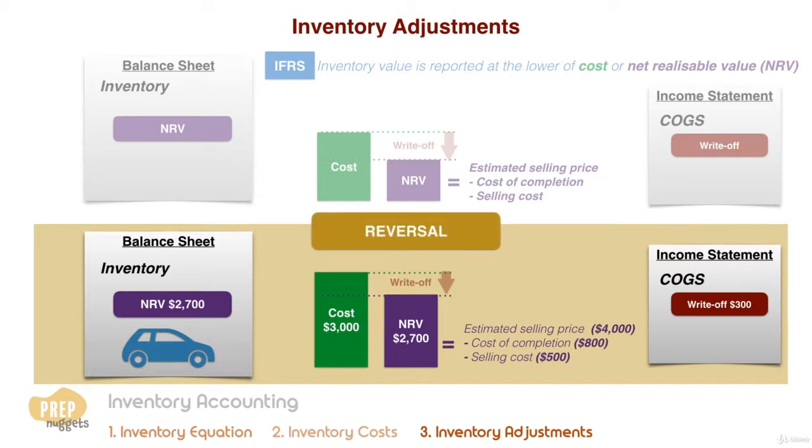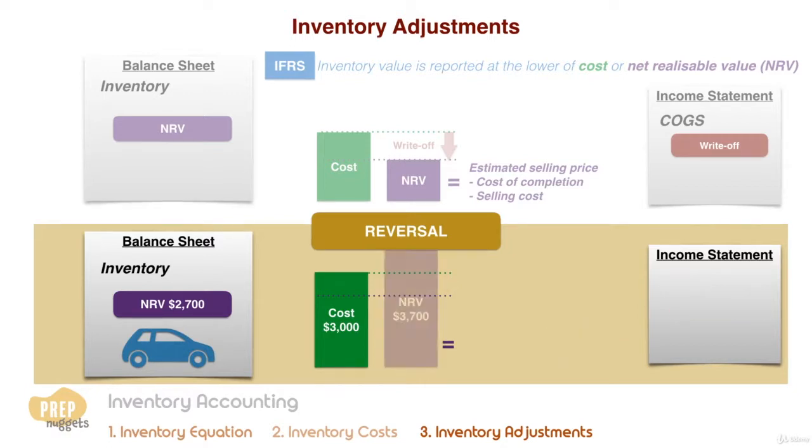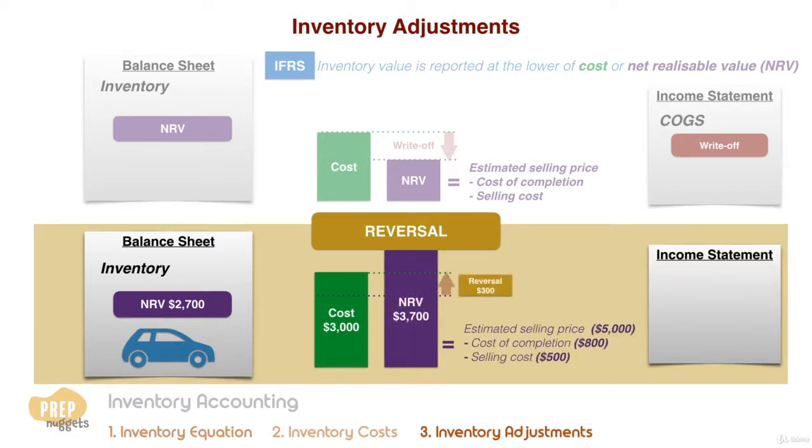Reversal of write-down is allowed under IFRS. If the market recovers such that the car can be reasonably sold at $5,000, the inventory value can be revalued back to the $3,000 cost. In the income statement, the cost of goods sold is reduced by $300 to reflect this revaluation.